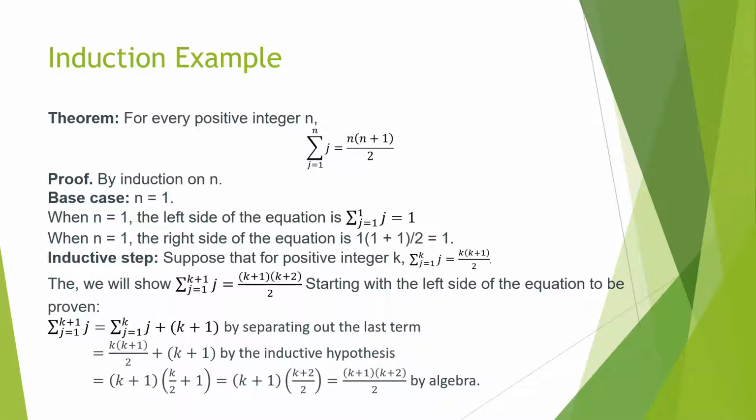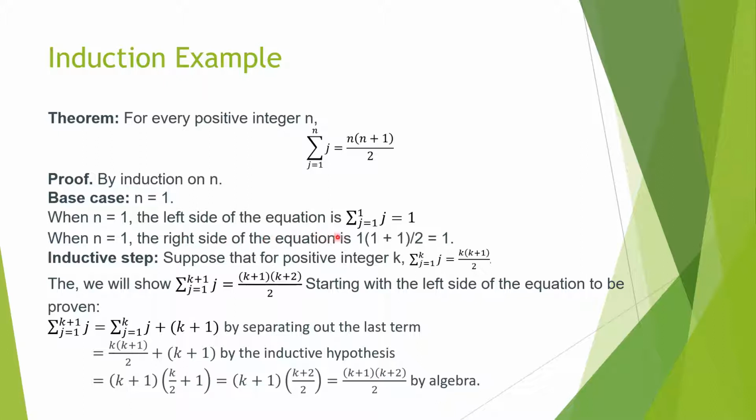In the base case, you have to set n equal to 1, and this way the left hand side of the equation would be the summation of all integers from 1 to 1. So when we replace n by 1, the upper limit would be 1, which is the same as the lower limit, and therefore in this summation we only have one term, and that term is equal to 1, so the left hand side will be 1.